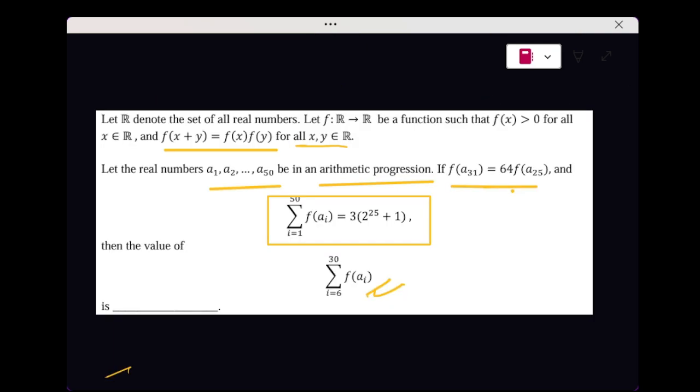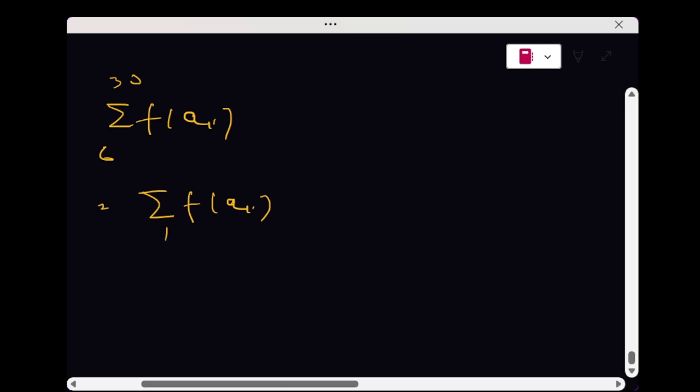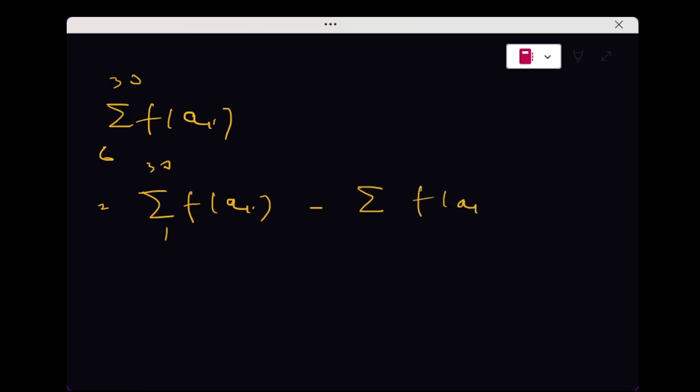So let's come back to the question. We have already found all the results that we need, and finally we have to find this result, the value of this expression, that is summation of f of i where i runs from 6 to 30. So what we have to find is the summation for i running from 6 to 30. We can write this as summation f of ai from 1 to 30, and we will subtract the summation f of ai from 1 to 5 because we only need 6 to 30.